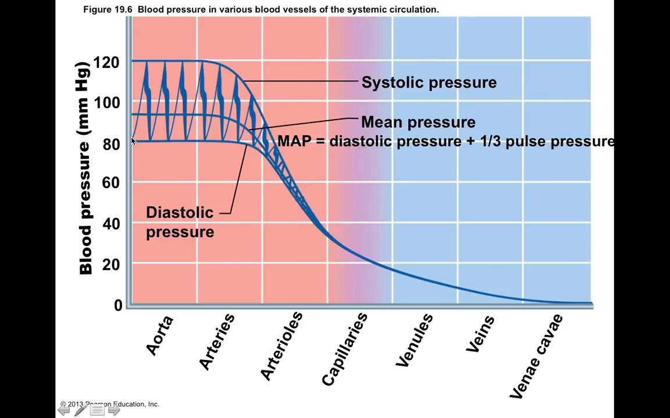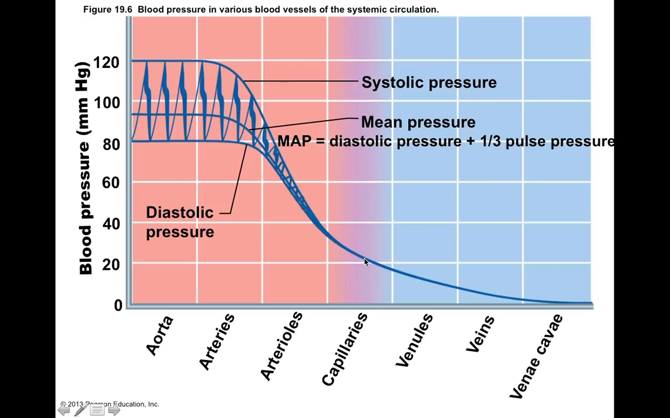But do you guys see how our blood pressure kind of fluctuates back and forth here? Up and down? Those are our pulses, right? So we see these pulsations continue through your aorta, through your arteries, even through your arterioles. But when do the pulses disappear?